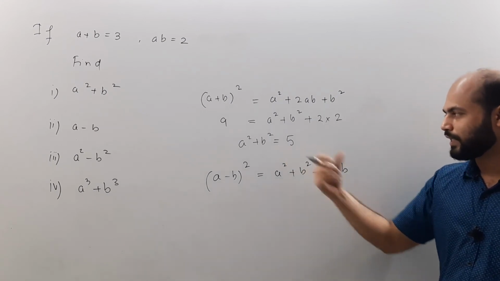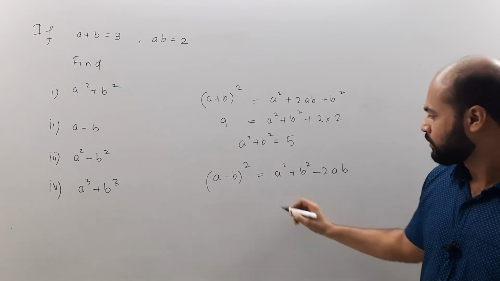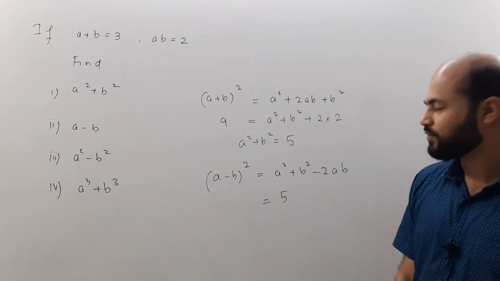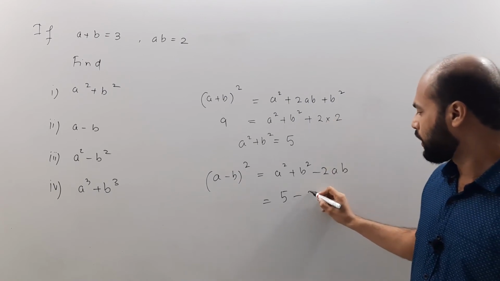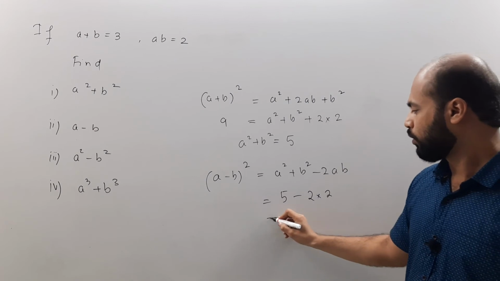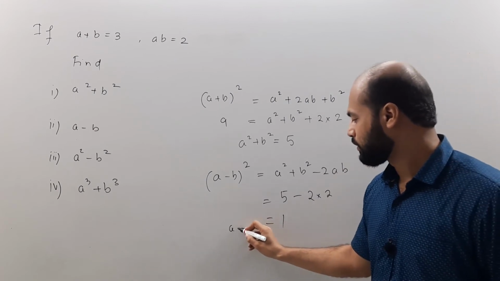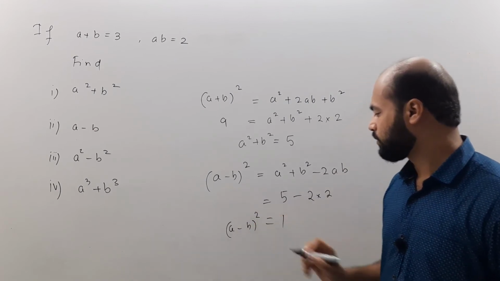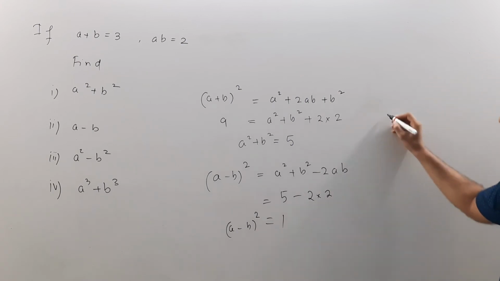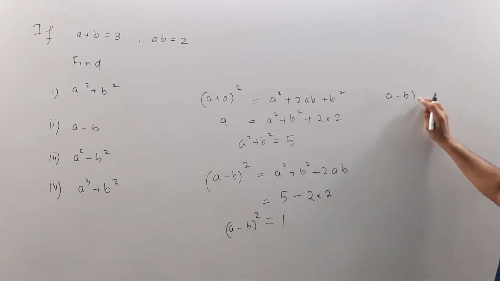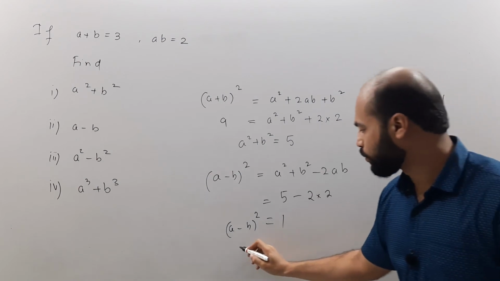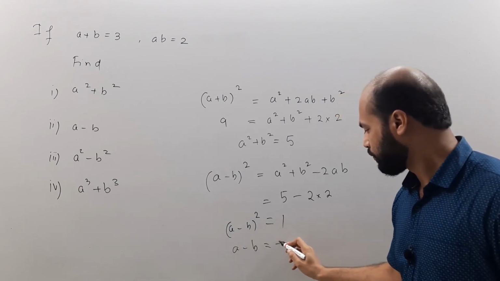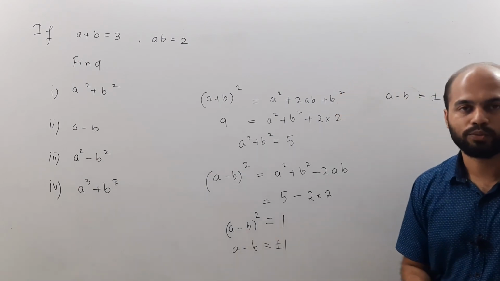And now we have the first data, that is 5. So I'll just put it over here, that is 5, and we know ab is 2. So that is 2 into 2. So what we get is 1, that is a minus b the whole square is 1, and certainly a minus b would be plus minus 1. Two values are possible.